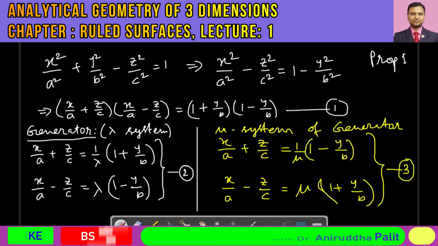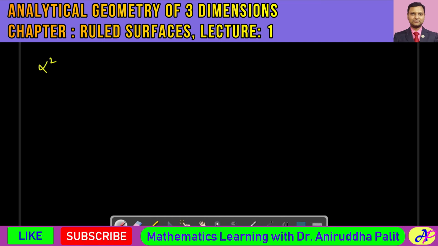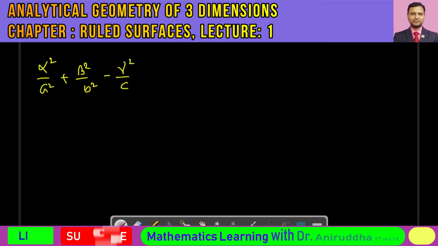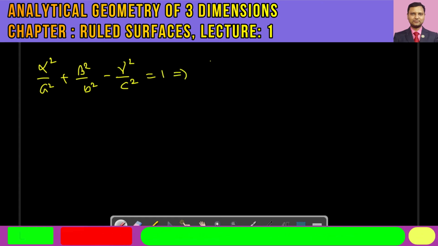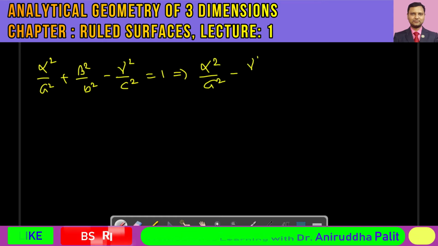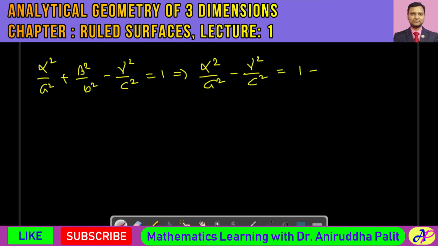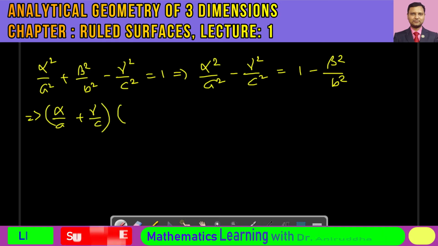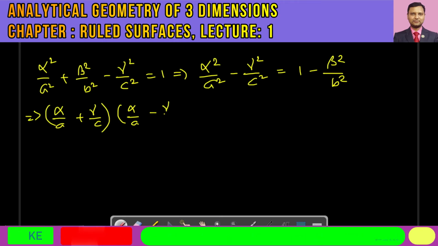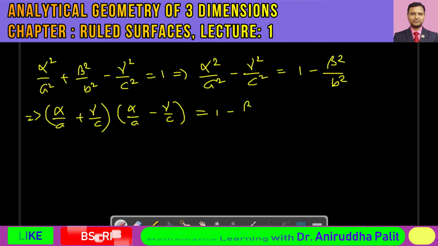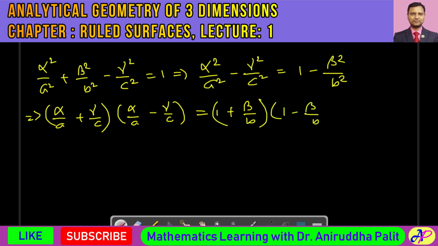So let me show you over here. We will have this type of expression quickly: alpha square by a square plus beta square by b square minus gamma square by c square is equal to 1. So what we will get, alpha square by a square minus gamma square by c square is equal to 1 minus beta square by b square. So this expression can be written as alpha by a plus gamma by c multiplied by alpha by a minus gamma by c is equal to 1 plus beta by b, this is one factor, and then 1 minus beta by b, that would be the other factor.